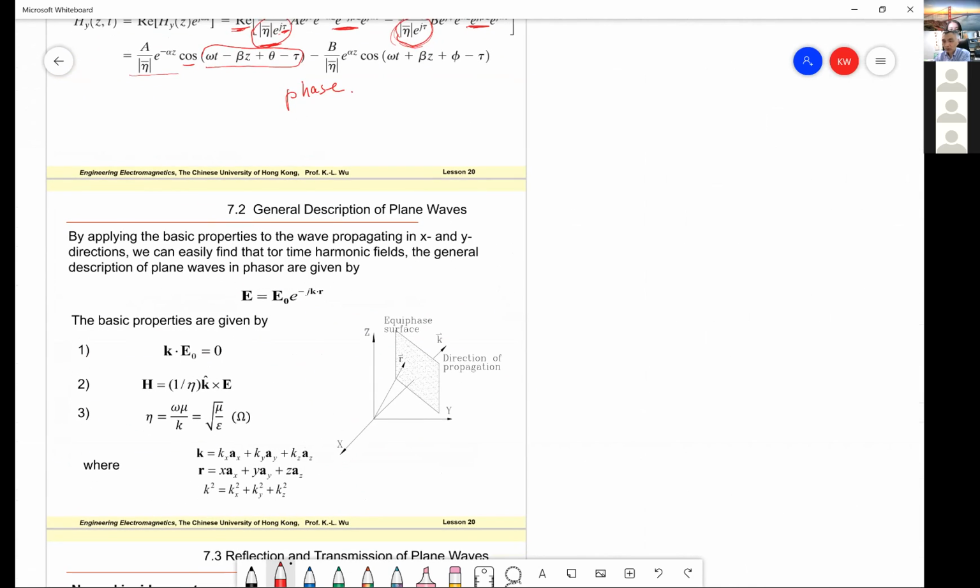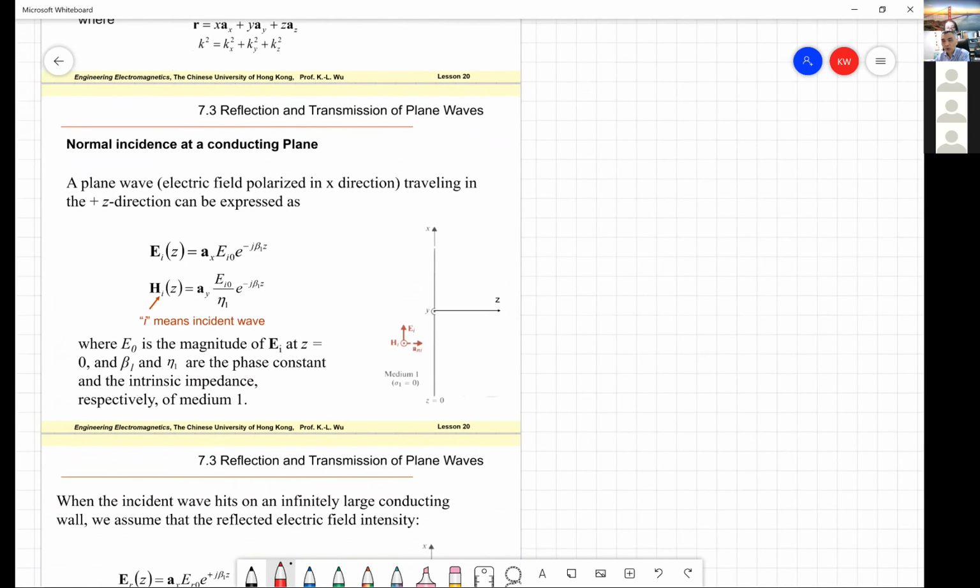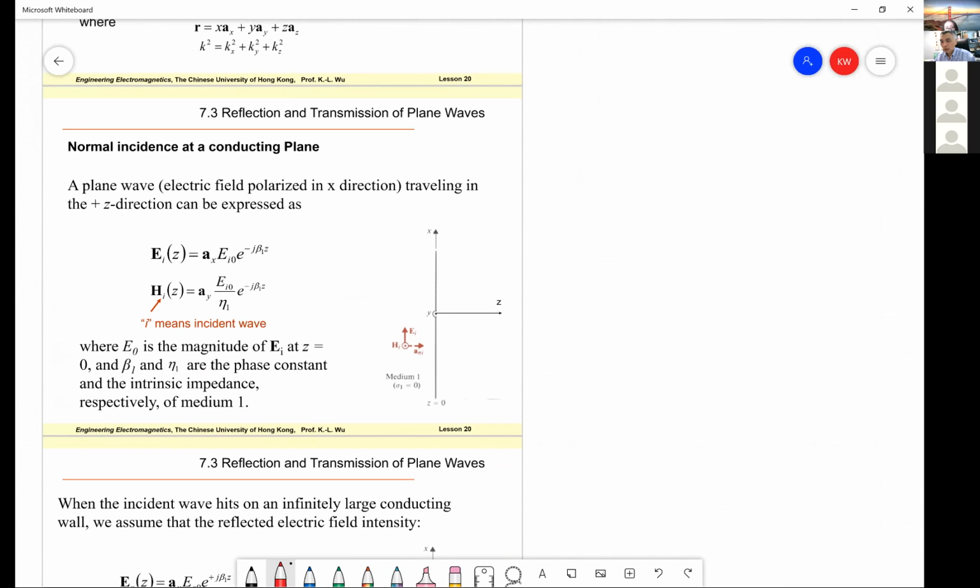And this part I'm going to introduce later on. So now let's talk about our real business. Our real business is we have an infinitely large conducting wall, whose conductivity goes to infinity. We call this a perfect conductor.